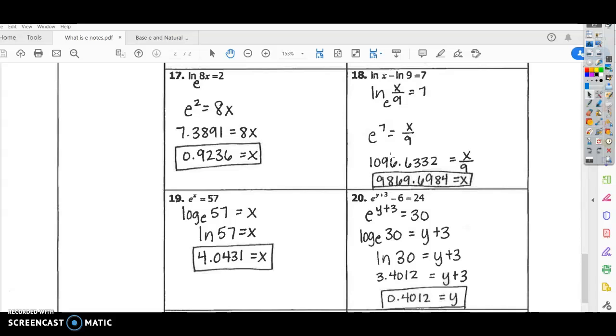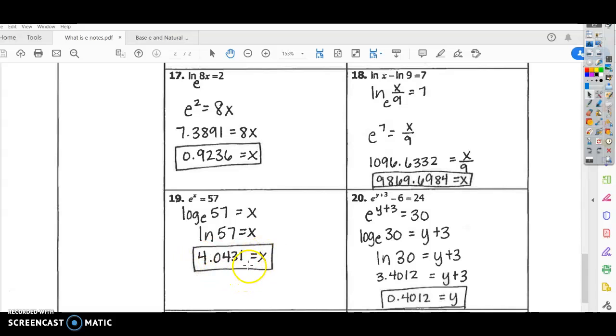Here, this one's already set up, so you're just going to rewrite this one as a logarithm because you don't know what the power is that's going to give you 57. So you're going to rewrite this as log base e of 57. In your calculator, down the left-hand side, I think it's 3 buttons from the bottom, you're going to see the ln button. That is your base e. Ln is your natural logarithm. Ln of 57, and that's going to give you your answer.